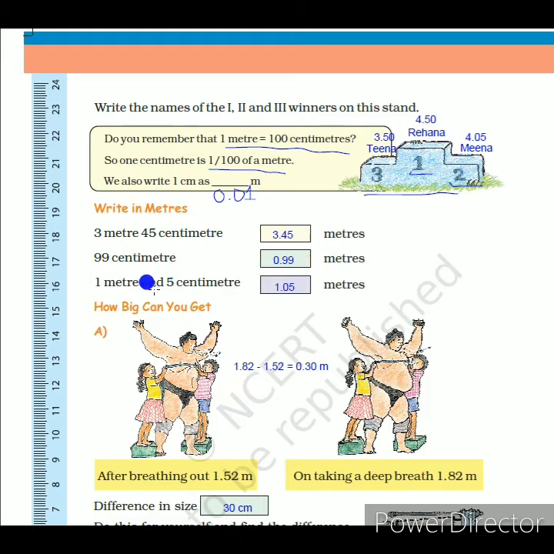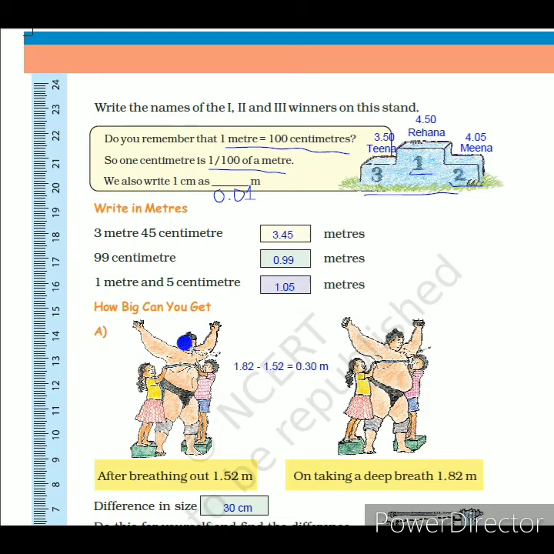Next one is 1 meter and 5 centimeter. Meter write first. After that put a decimal point and write the centimeter. That is 0, 5 is the centimeter. So if we write in meter, 1 meter is 100 centimeter, so after the decimal point there will be 2 digits. So we have to write that 5 centimeter as 0.05. So 1 meter and 5 centimeter is written in meters as 1.05.